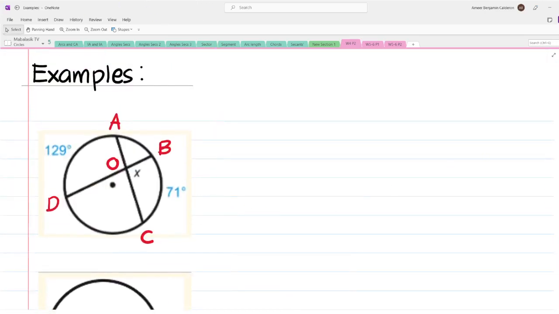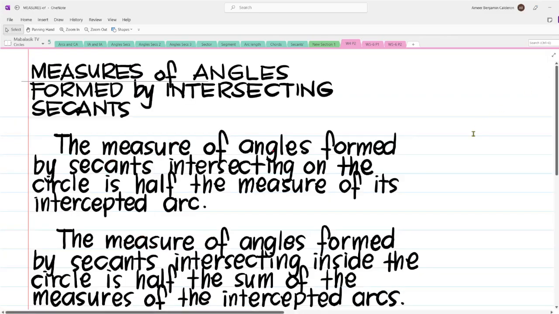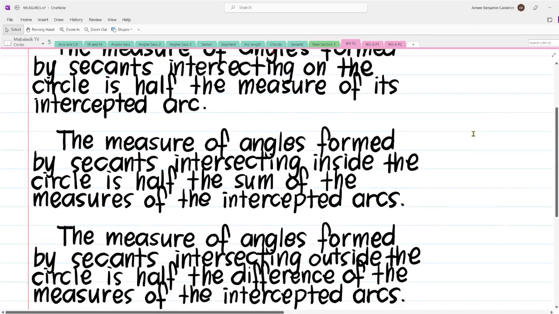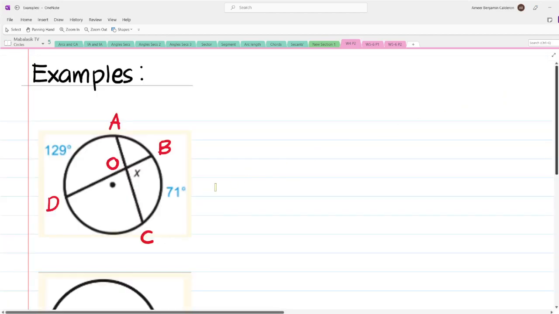let us go back to the concept and look for inside right here. So the measure of angles formed by secants or chords intersecting inside the circle is half the sum of the measures of the intercepted arcs. So therefore, we have to identify the intercepted arcs of the angle that we are looking for, get the sum, and half of that is the measure of the angle. So let's proceed to solving.